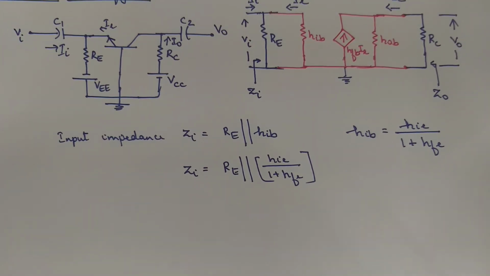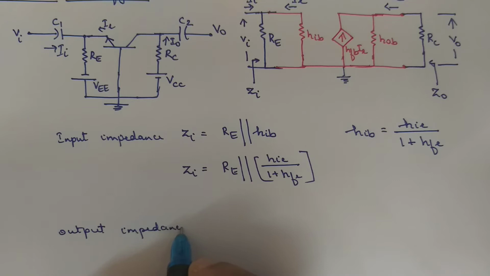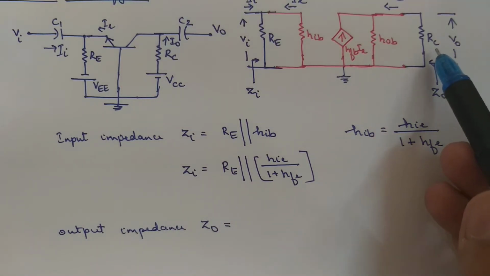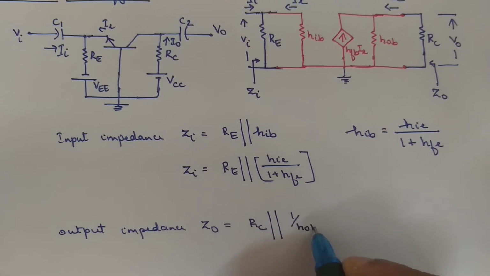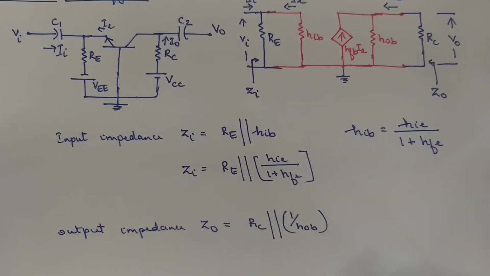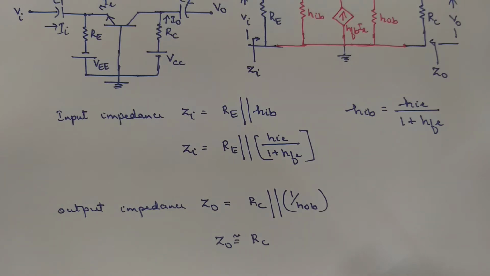Next, moving to the output impedance part of the circuit. The output impedance is denoted as Z0. Z0 is equal to RC parallel with 1 over HOB, since we have to obtain the admittance part of the circuit. And since this is very large, what we will consider here is that Z0 is approximately equal to RC.